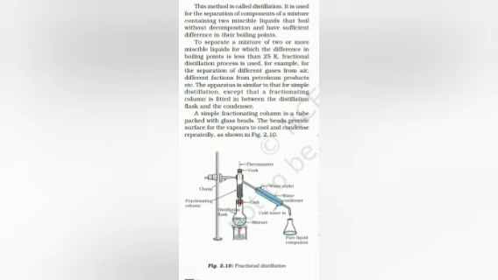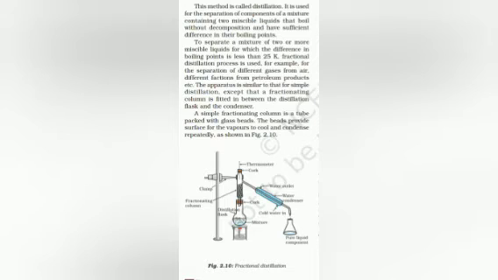To separate a mixture of two or more miscible liquids for which the difference in the boiling point is less than 25 kelvin, and two or more liquids, we can use the fractional distillation method. Which method can we use? It is fractional distillation.